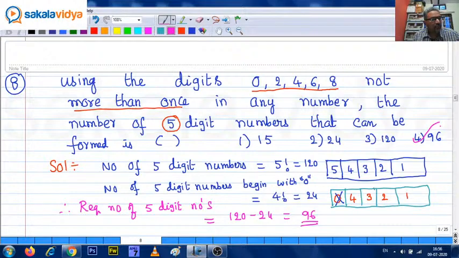That's why directly we can say that it is 5 factorial minus 4 factorial. Direct answer means a shortcut you can remember like this. Because total 5, this can be written without repetition as 5 factorial. If 0 is in the first place, 4 factorial. So the number of 5-digit numbers is equal to 5 factorial minus 4 factorial. Right.